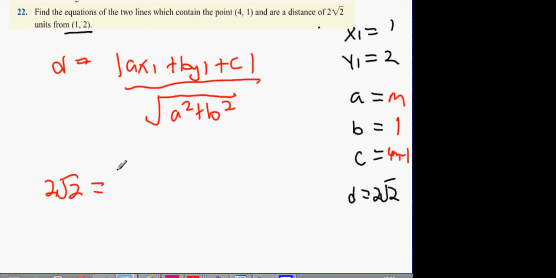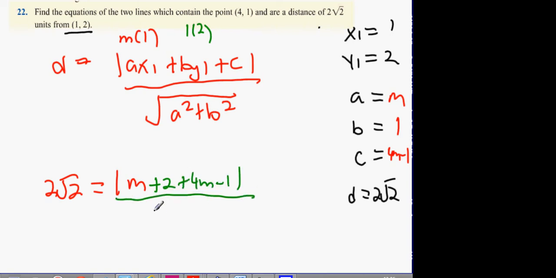We're going to put a as m. So it's going to be m multiplied by 1, which is m. What about the next one? 1 multiplied by 2. We'll have 2 on top. And then on the bottom, c plus 4m minus 1, all divided by the square root of m squared plus 1 squared.